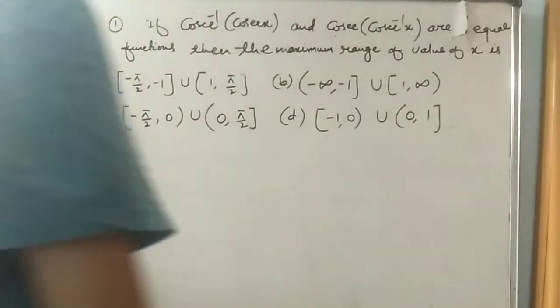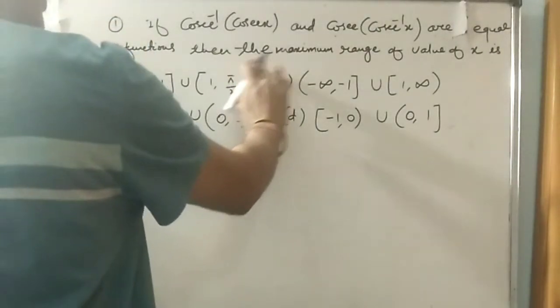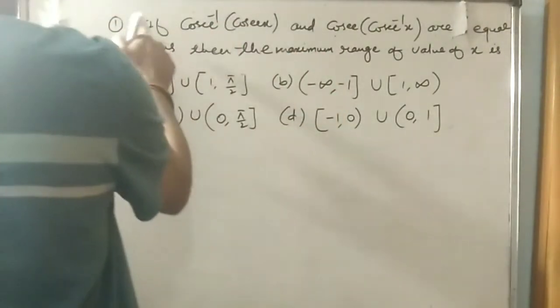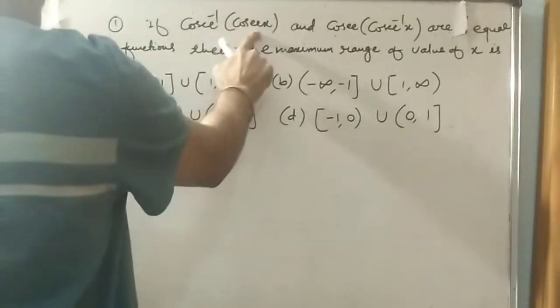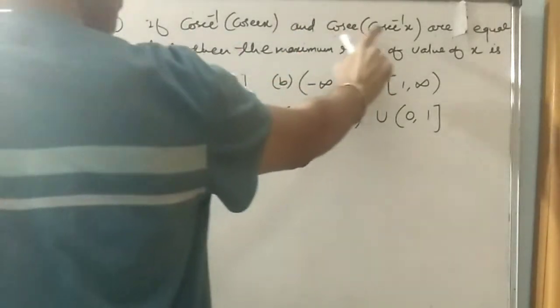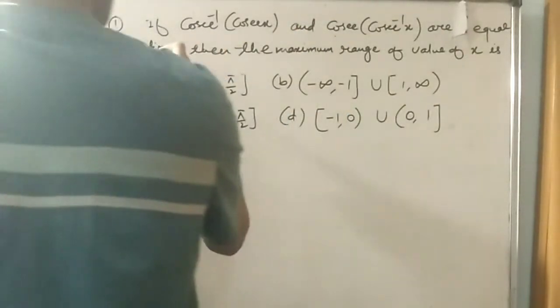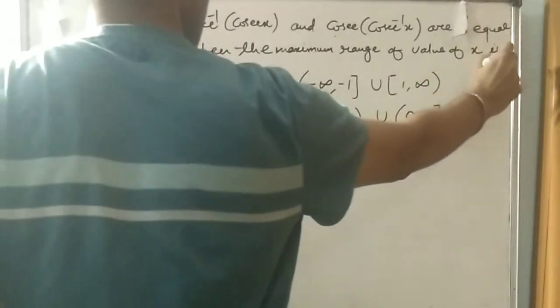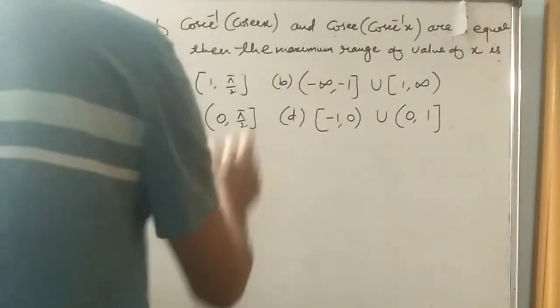So welcome friends to our next edition of IIT-JEE questions. The question is, if cosec inverse cosec x and cosec of cosec inverse x are equal functions, then find the maximum range of the values of x. These are the four options.